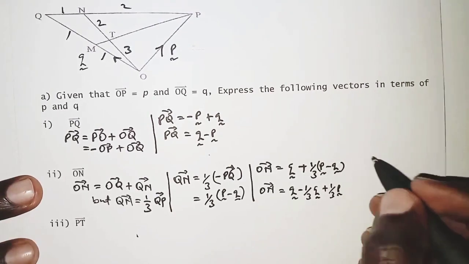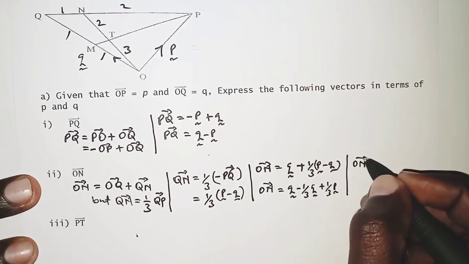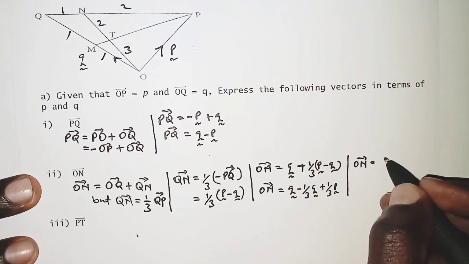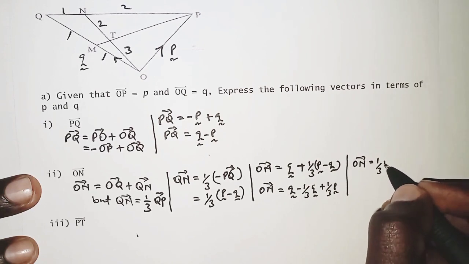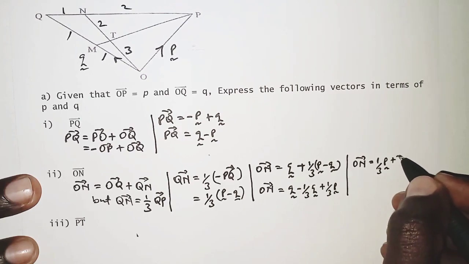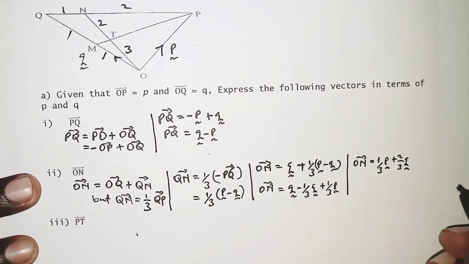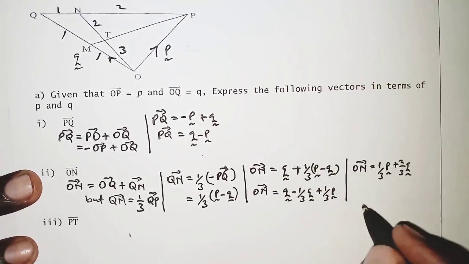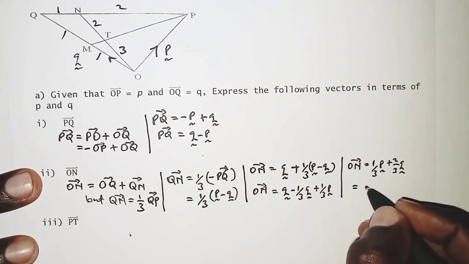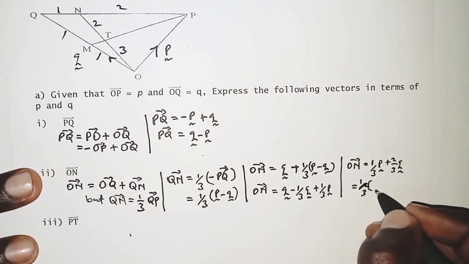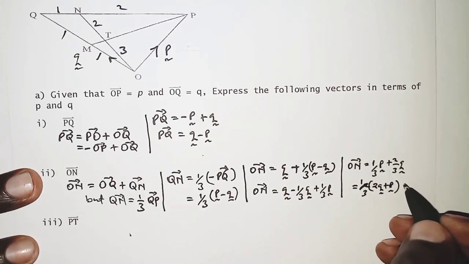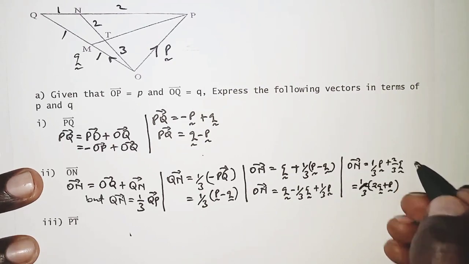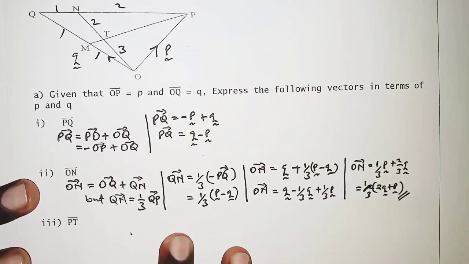So finally, we can say that ON is a third P plus 2 over 3 Q. Now this can also be simplified further to, or rather, a third into 2Q plus P. But you could as well even leave it at this particular point. So that is for ON.